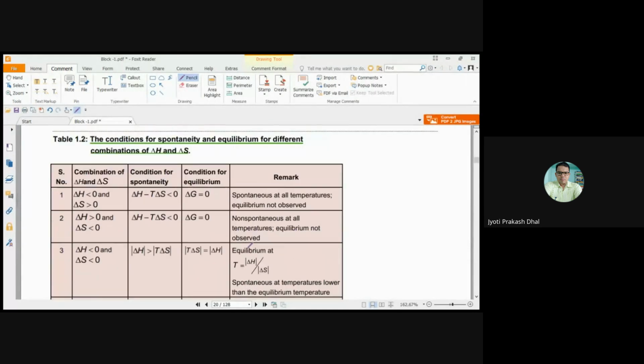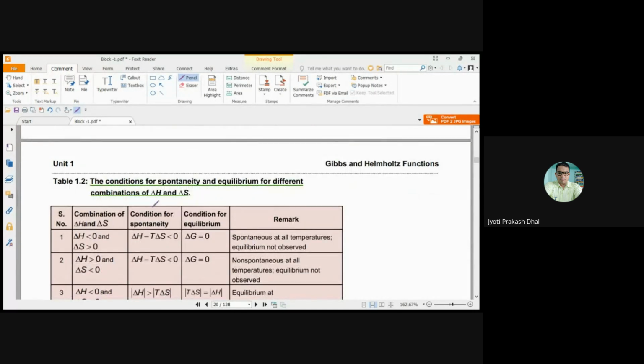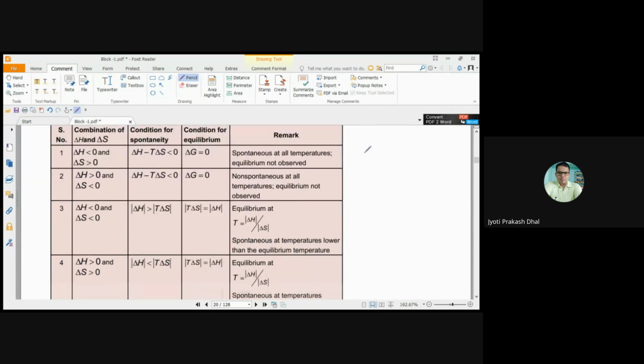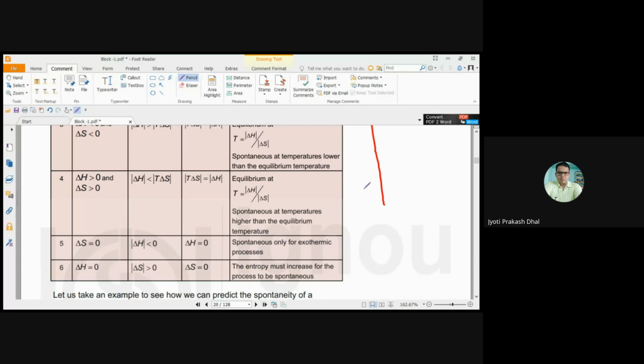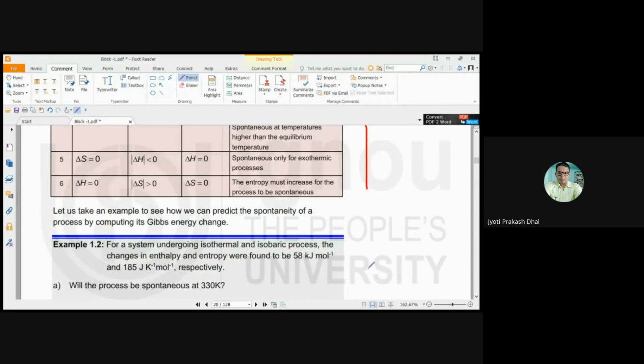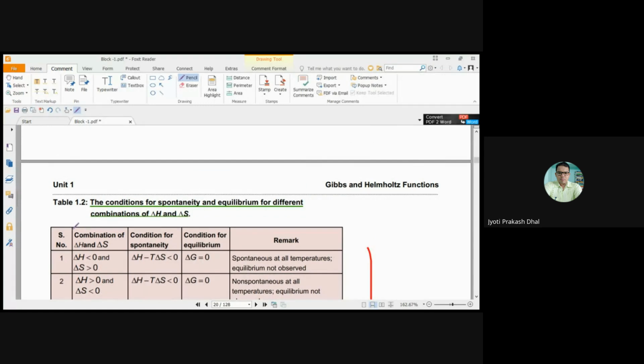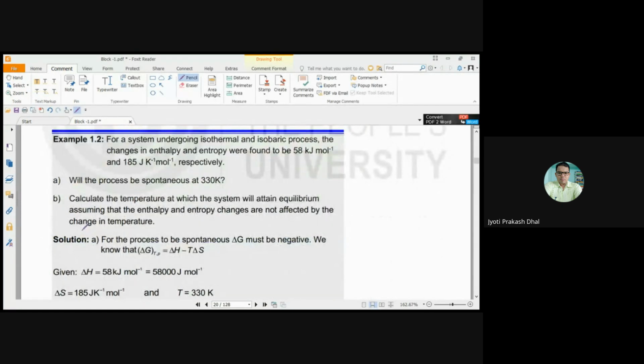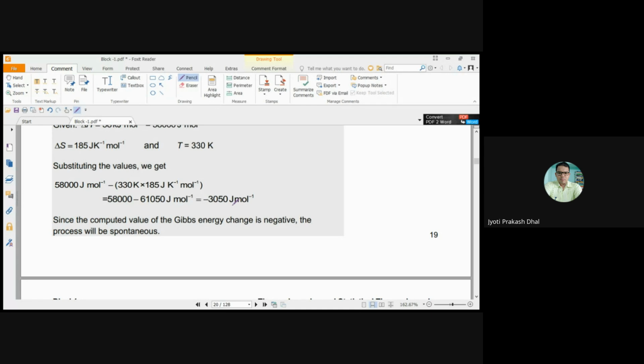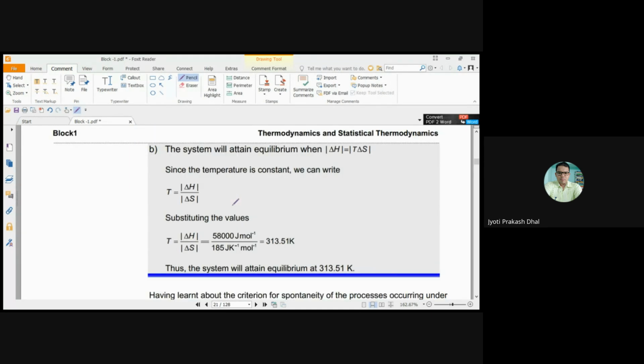And similarly, the conditions of spontaneity and equilibrium for a process carried out under constant temperature and constant volume can be summarized in this table. Similar values you will find, and also here 6 cases are there, exactly similar definitions you can find out. After that, coming to example 1.2, that is a direct numerical, you can find that.